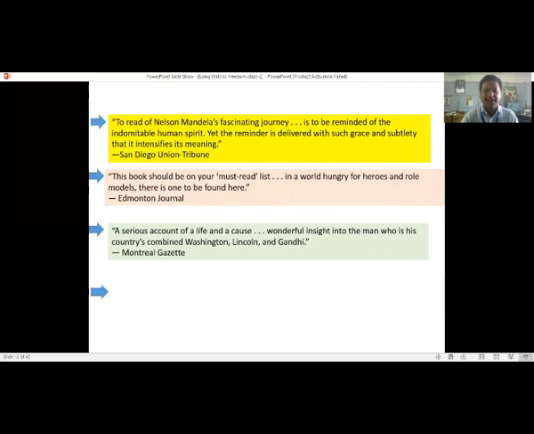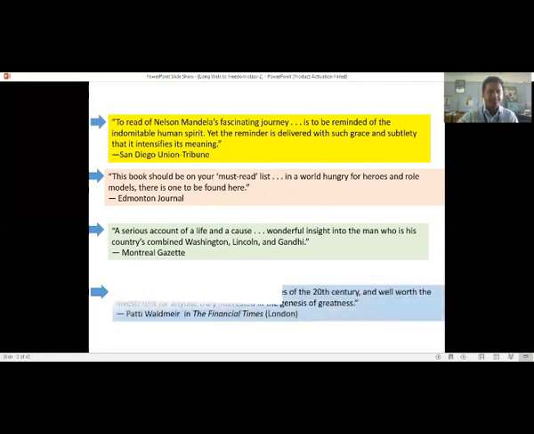A serious account of a life and a cause. Nelson Mandela fought for a cause. Wonderful insight into the man who is his country's combined Washington, Lincoln, and Gandhi. Montreal Gazette. One of the most extraordinary political tales of the 20th century, and well worth the investment for anyone truly interested in the genesis of greatness, says Patti Waldmeir in the Financial Times. So these are few remarks, comments on the book Long Walk to Freedom made by some famous personalities, or written in newspapers and magazines.